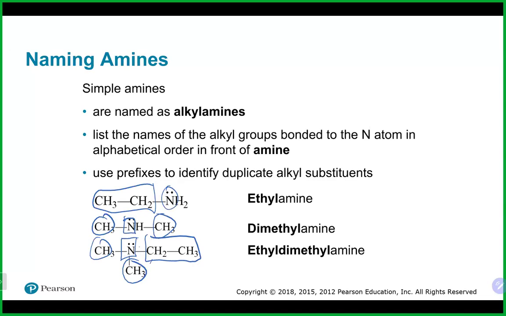Once again, we go alphabetical regardless of the prefix. The di is there because there's 2 methyl groups in there. So we're looking at E versus M when we do alphabetical here. And that's why it is in that order.